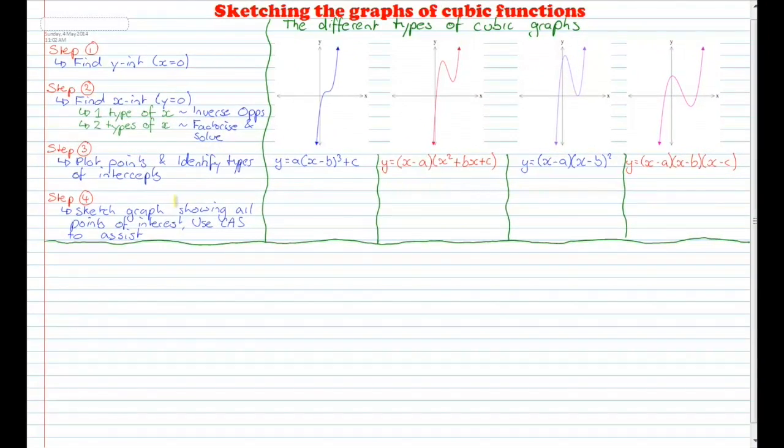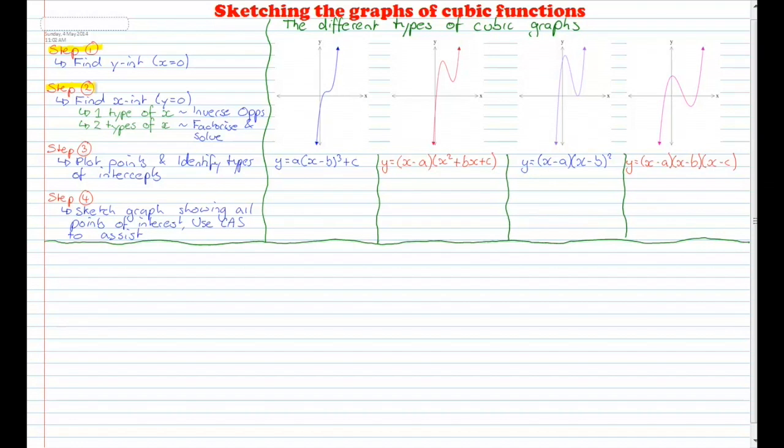Alright guys, so today we're going to have a look at how to sketch the graphs of cubic functions. Now in order to be able to do this, there's always going to be 4 simple steps. First step, step 1, is to go through and find the y-intercept, just like sketching any other graph. Make sure you make your x equal to 0, substitute in, and then simplify for y. Step 2 is to go through and find the x-intercepts, once again just like any graph.